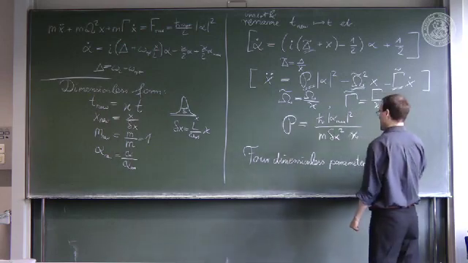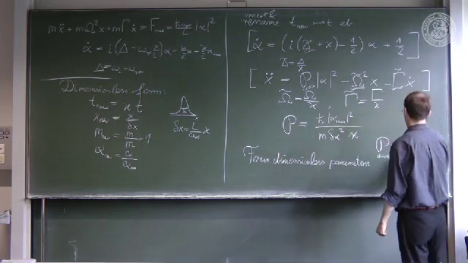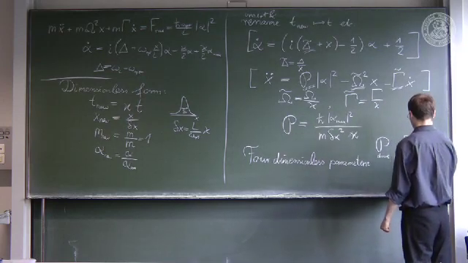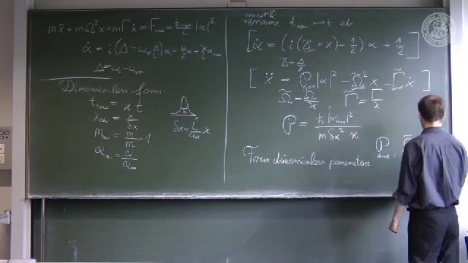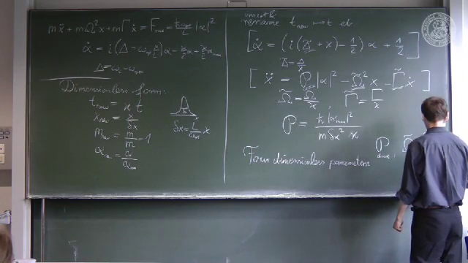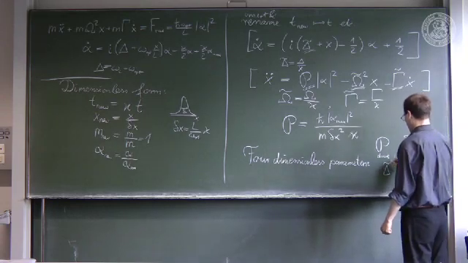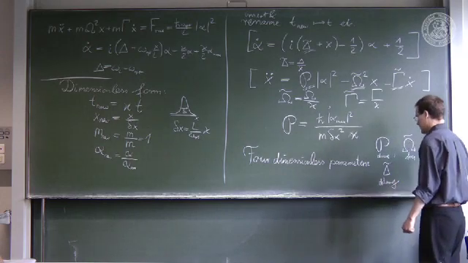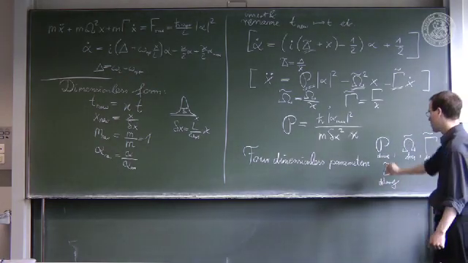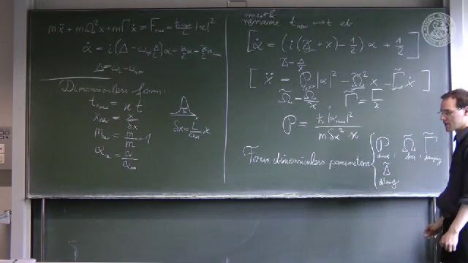Okay, so P, so to speak, is the drive. Omega tilde is the frequency, the mechanical frequency. Gamma tilde is the mechanical damping. And finally, delta tilde is the detuning. And you automatically know that only these will be important.